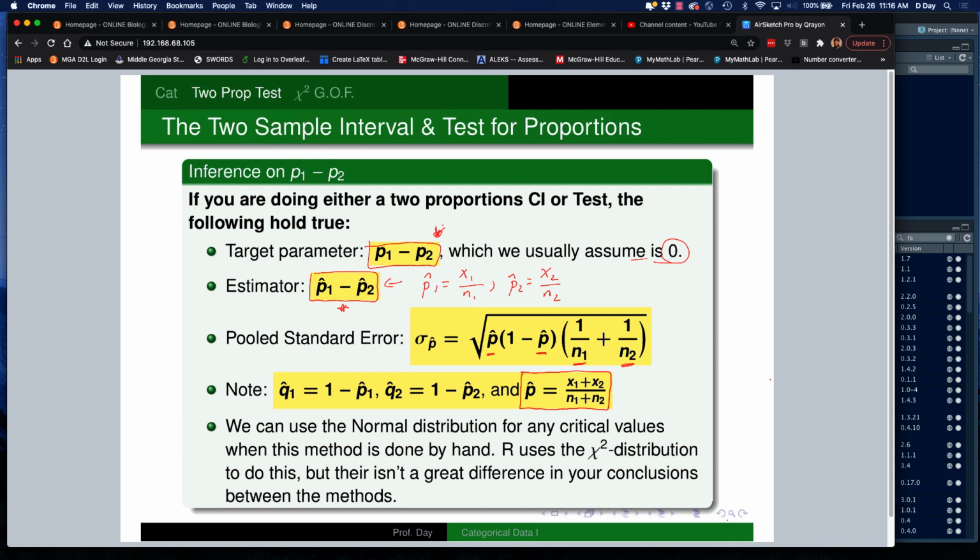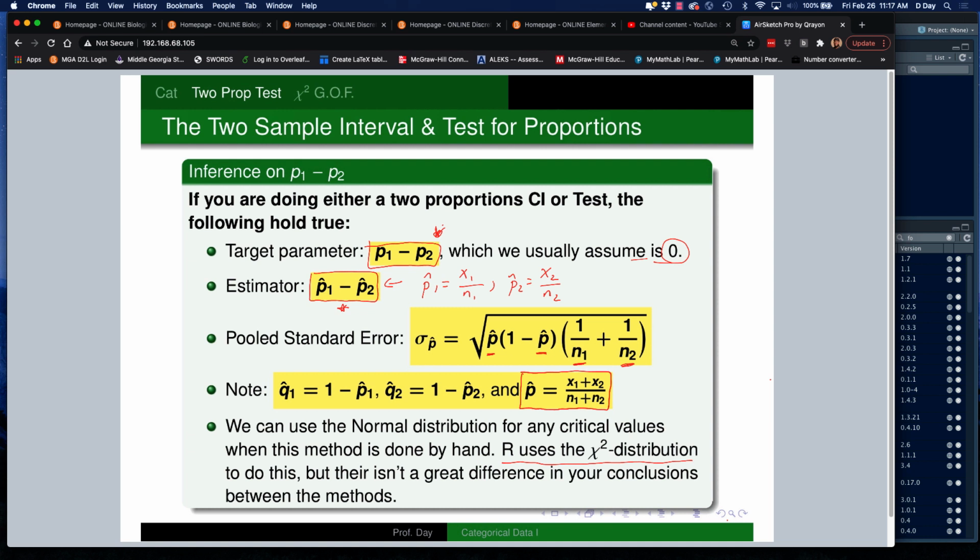When we do it in R, it will be different. I'll explain that in a minute. R uses the chi-squared distribution instead, because as we saw when we ran the prop.test function before, we got a chi-squared test statistic instead of a z-test statistic.